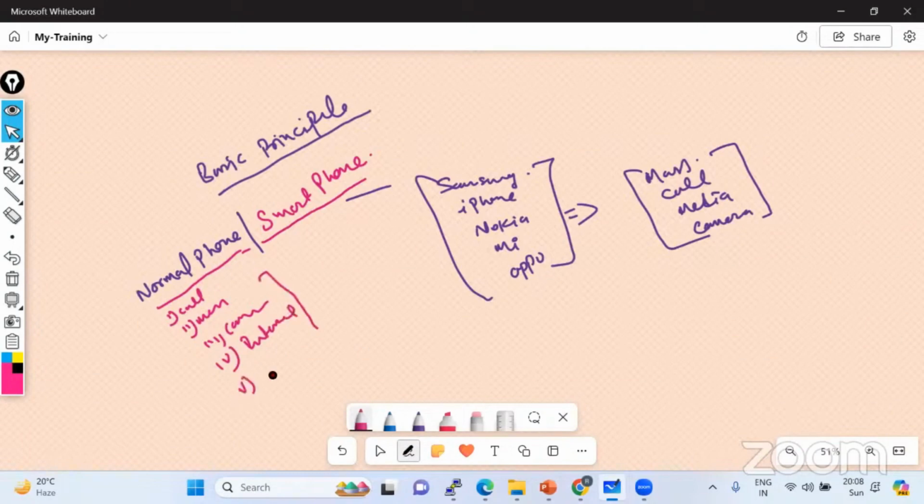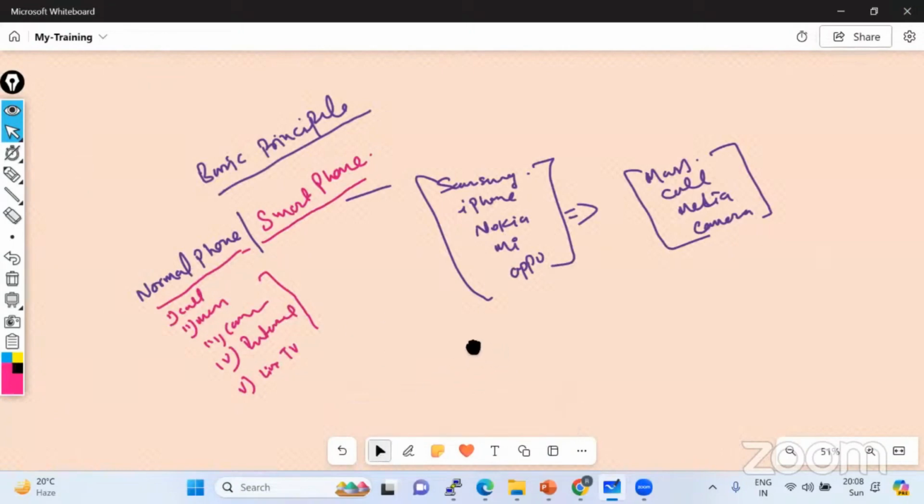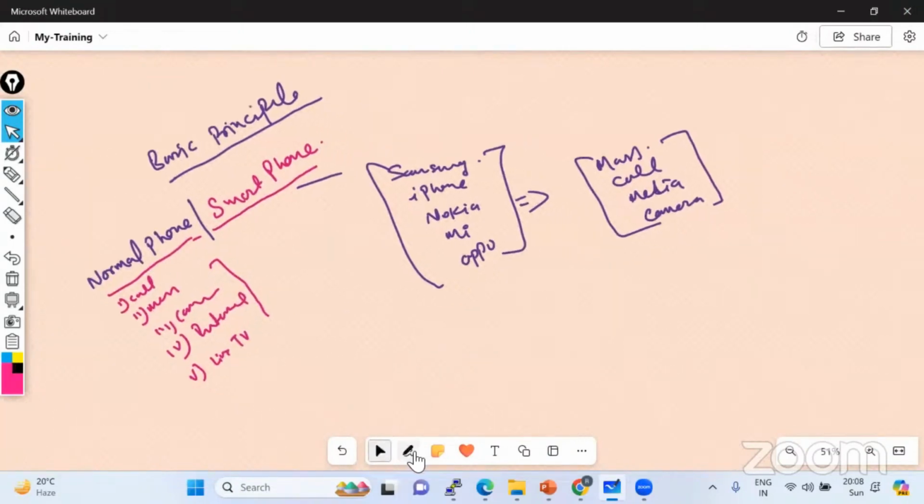You can even go and watch live TV also. Having this feature, it's not like it was not there. It was there, but it had some limitations. I can't say a very robust feature was there. Likewise, the smartphones we have, they cannot work like that, but still they can work.